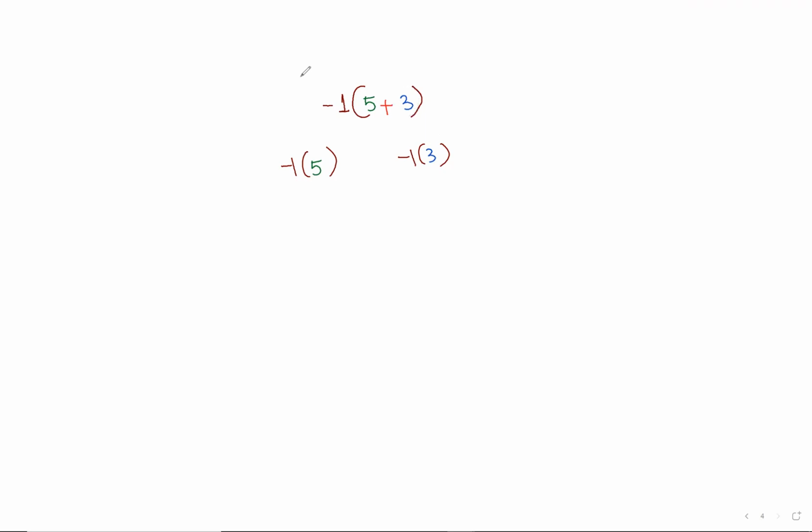Now what happens to this plus sign? Where does it go? In between. In between what? Minus 1 multiplied by 5, plus minus 1 multiplied by 3. Yes. So now are you clear about what sign comes where? Okay. So now let's just quickly solve this further.